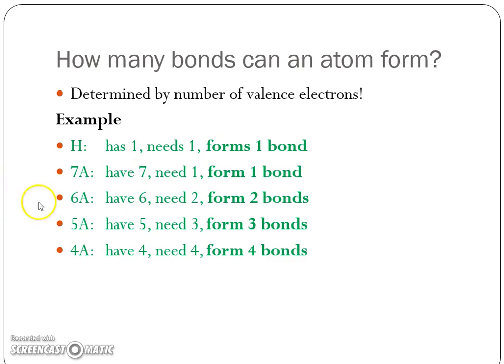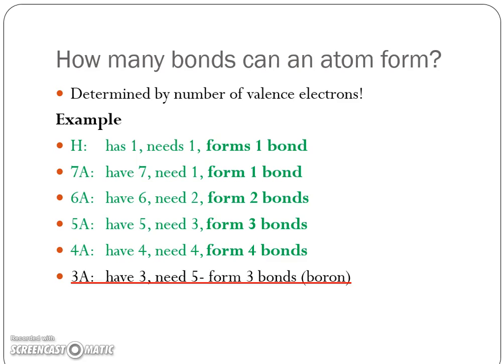For our nonmetals. Again, we're only talking about nonmetals here. We do have one nonmetal that is in group 3A, in that column 13, right above aluminum, and that's boron. Boron's weird. Boron is small, so it actually doesn't get a full octet. It has 3, which means it would need 5, but it doesn't get 5. It just forms 3 bonds. So that's kind of a weird one.